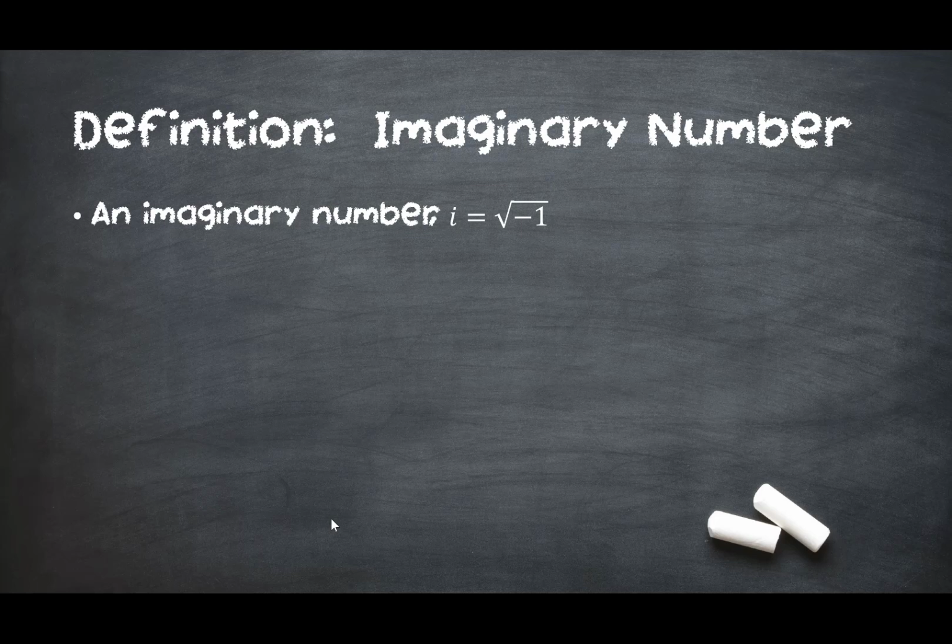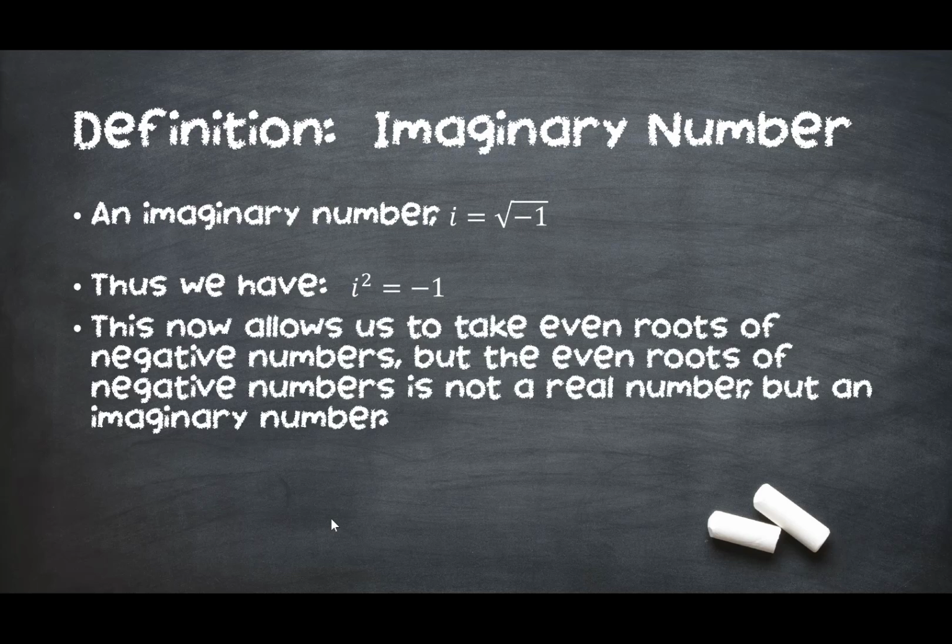So we denote the imaginary number by the letter i, and we define this to be the square root of -1. Also, by this definition, we know the fact then that i squared, which is going to be the square root of -1 times the square root of -1, is just going to be -1.